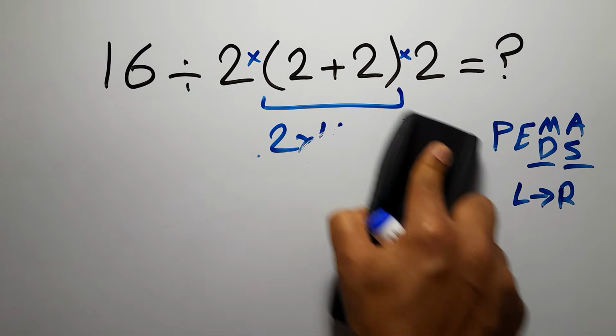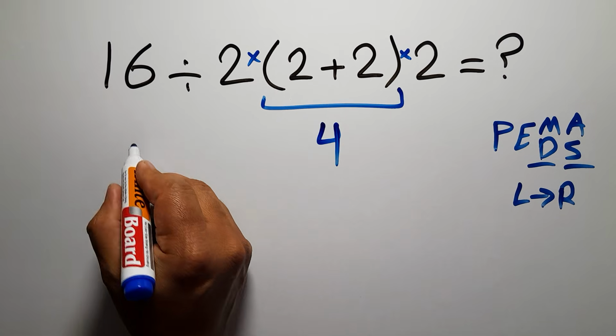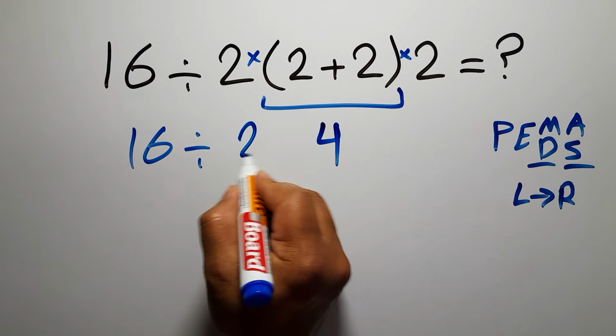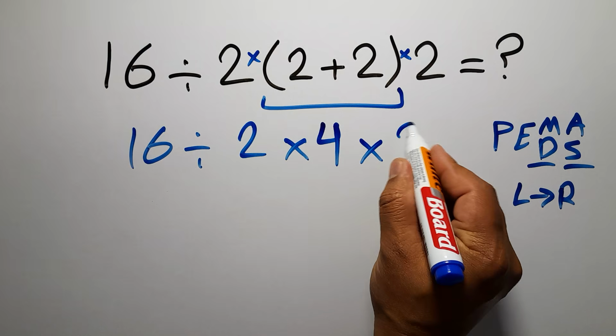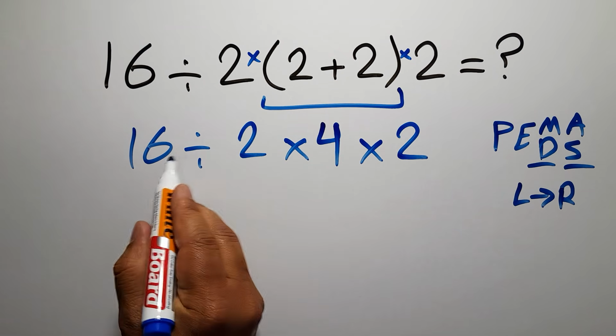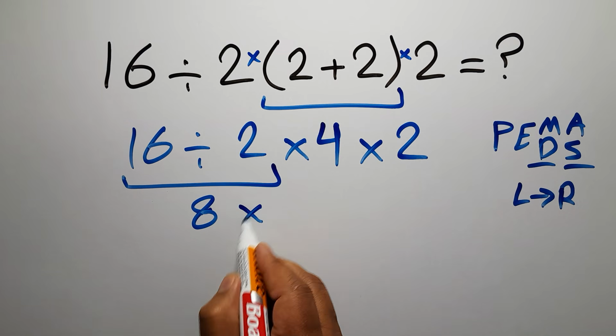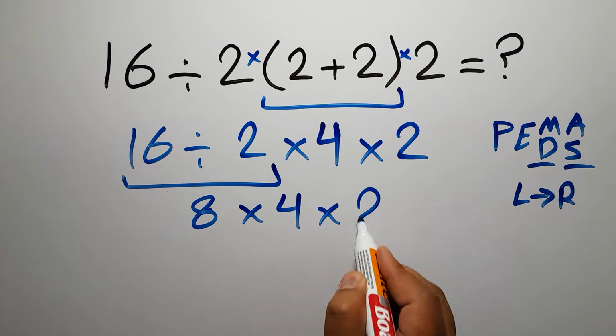Okay, inside this parentheses we have 2 plus 2, which equals 4. So 16 divided by 2 times 4 and times 2. Now we have to do this division. 16 divided by 2 equals 8. So 8 times 4 times 2.